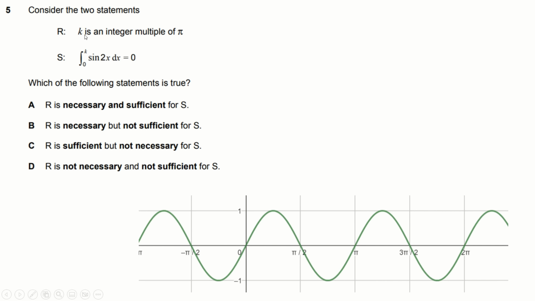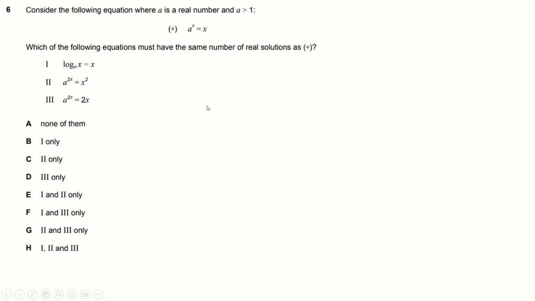And so if k is an integer multiple of pi, I think that's just the things that do this. I don't think there is anything else that does this. And so I think this is necessary and sufficient, because they're just talking about the same list of numbers. So yeah, I think that's all we have to say.